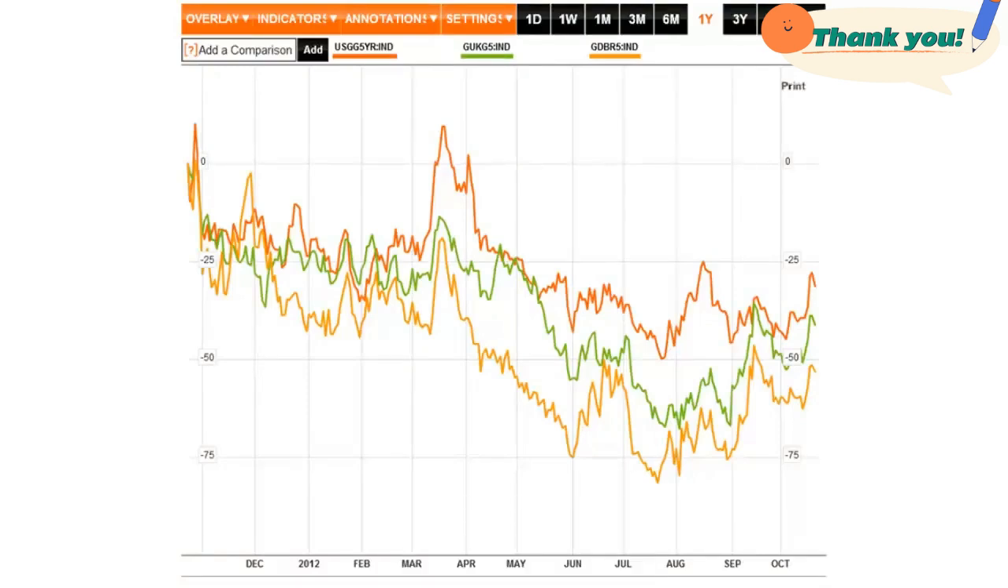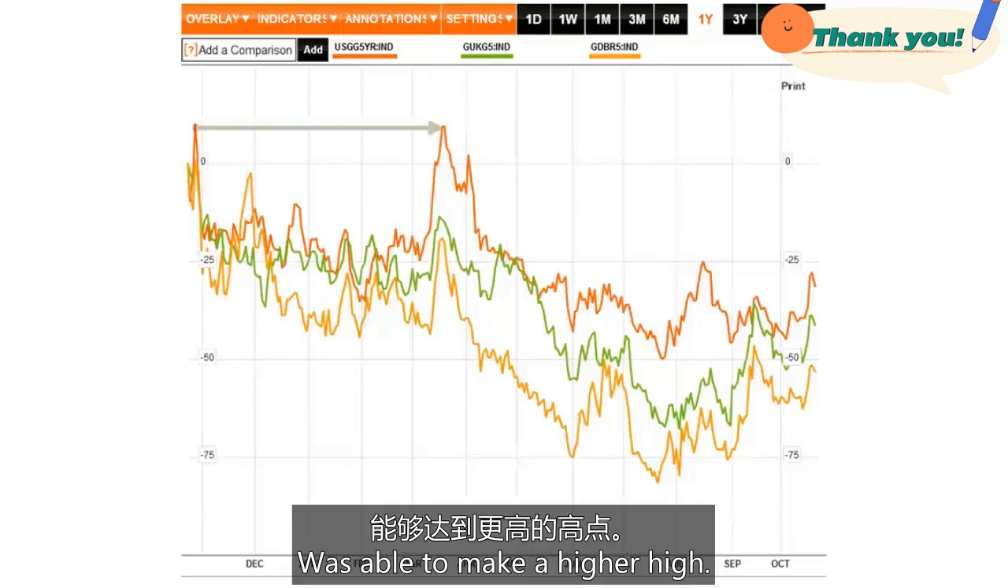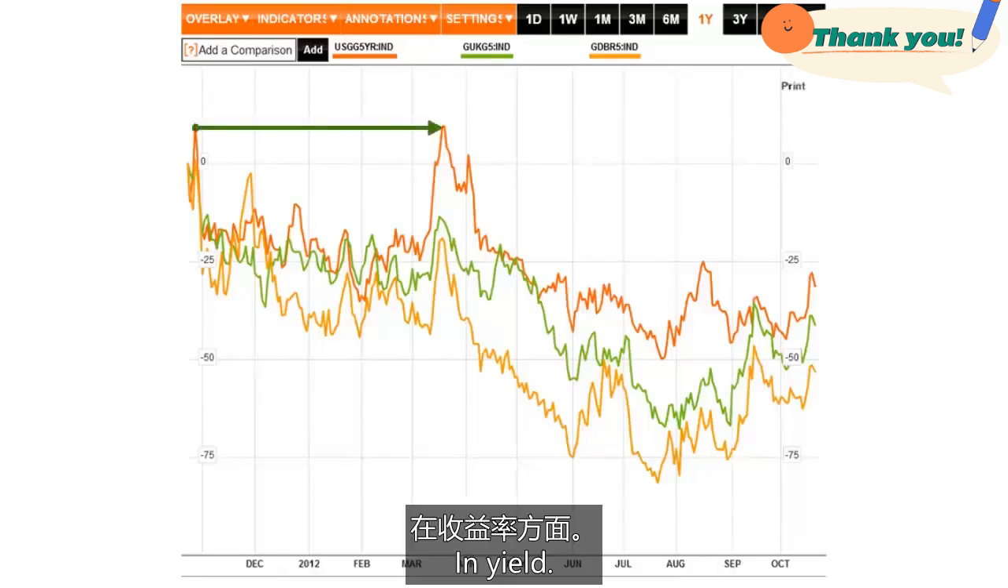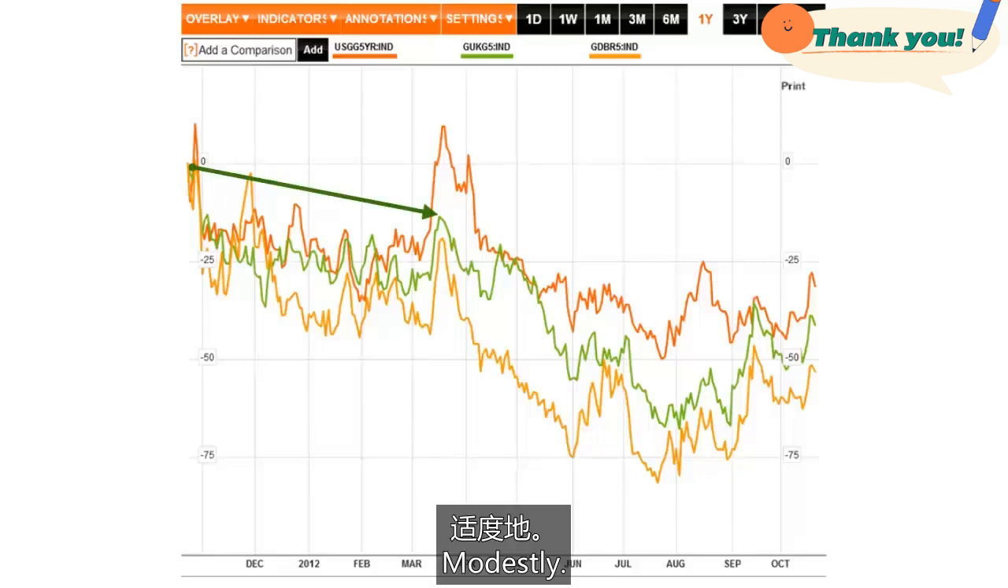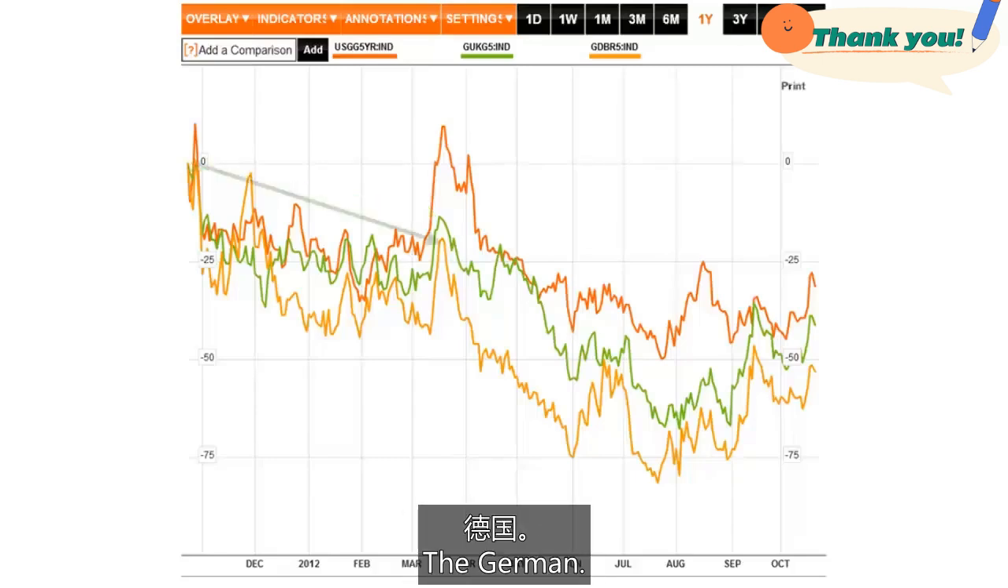But if you look at how in March, April, okay, the U.S. Treasury was able to make a higher high in yield. Okay, in other words, it would have gone lower on the T-note. The green level yield, that's the UK, it was able to make a modestly lower high in comparison to the highs made in the US. Then we see the German was also weaker as well.